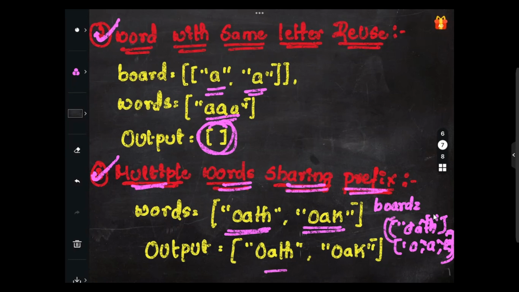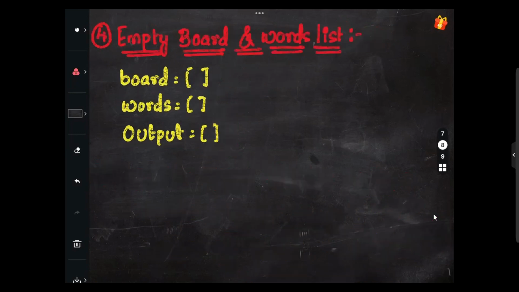Just consider this one. Oath and oak are present in this board as well. The words that they have asked, oath and oak, are present in the board. So for the output, we'll just display oath and oak, as they are present, right? So this is fine.